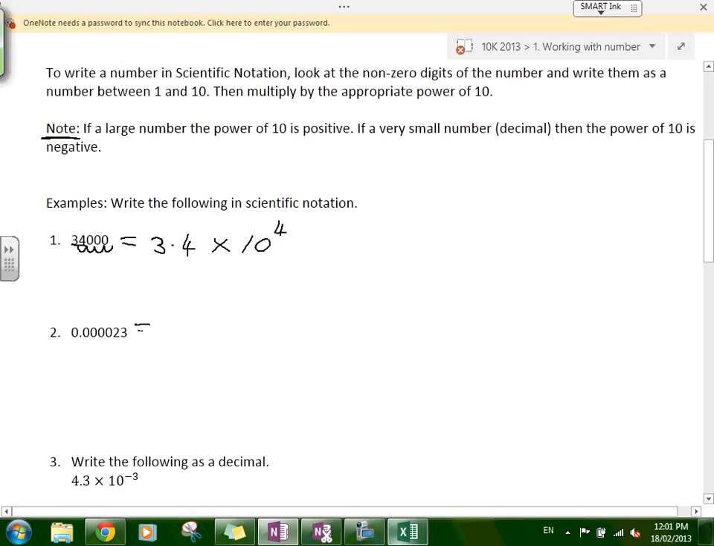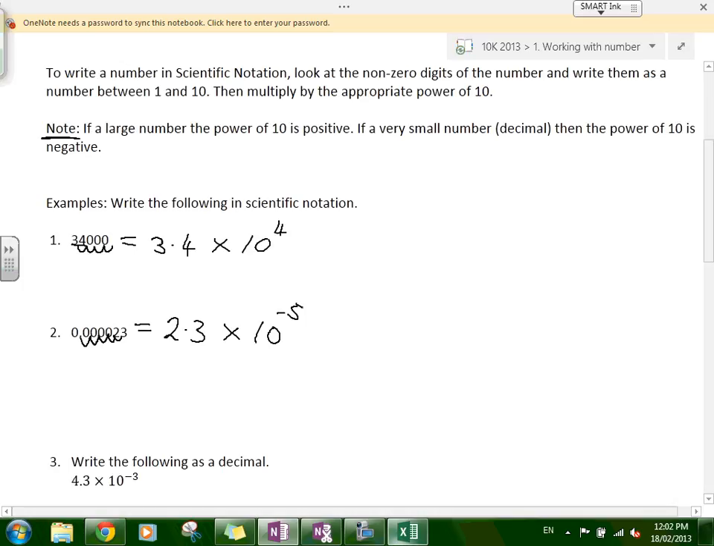What about this one? Which are the non-zero digits of this very small decimal? 2 and 3. So how do I make 2 and 3 together between 1 and 10? 2.3 times 10 to the power of. Which way do I have to move the decimal point from 2.3 to get back here? Left or right? I have to move it left, so it's going to be a negative power. How many spots left do I have to move? 1, 2, 3, 4, 5. So what's the power of 10 going to be? Yeah, that's negative 5. Remember, it has to be 10 to the power of negative 5. And so that's the way that we do those two.